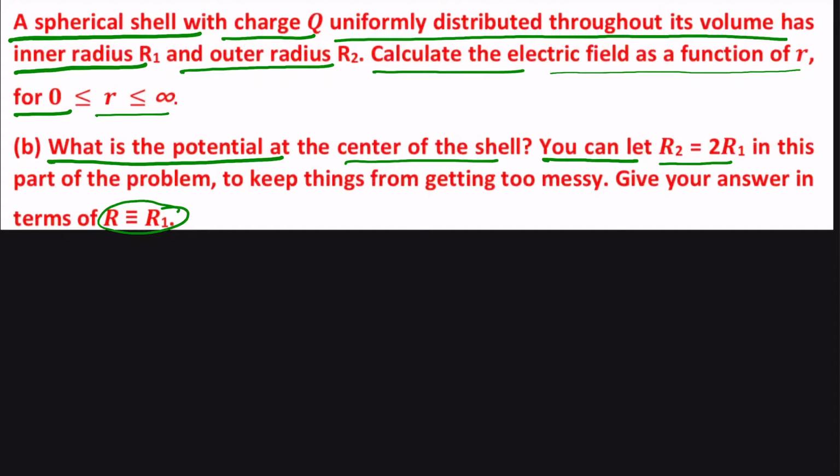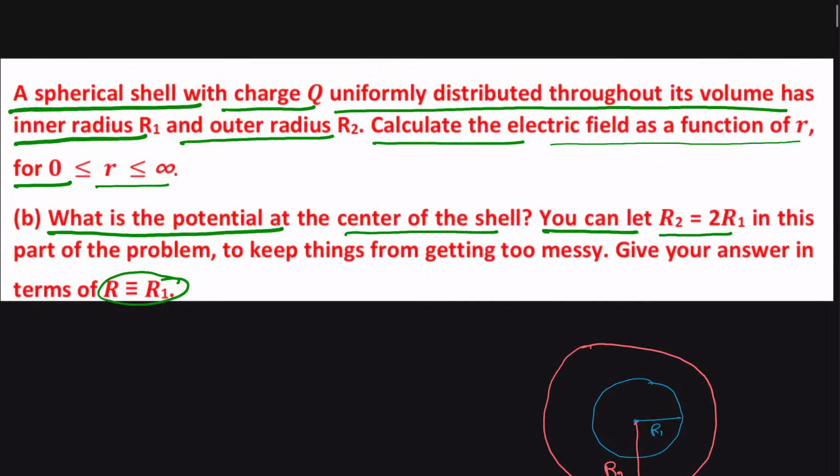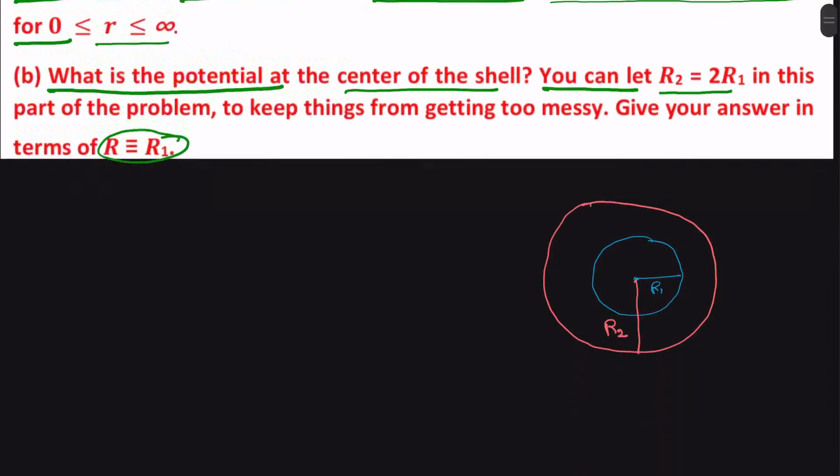So in part A, and B as well, we are given the basic figure with a shell, and that shell has an inner radius of r1 and outer radius of r2, and we are given that there is a uniform charge distributed throughout its volume that is given as q. Okay, so we have a charge q that is uniformly distributed. So this is basically a shell.